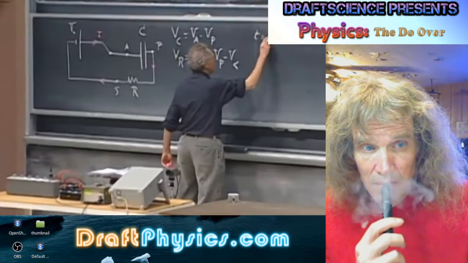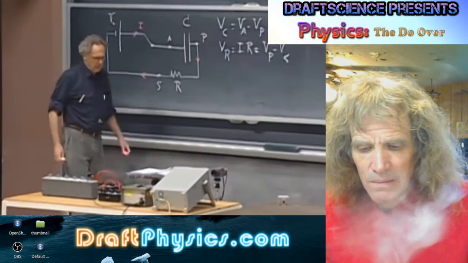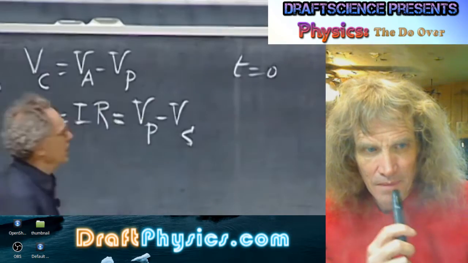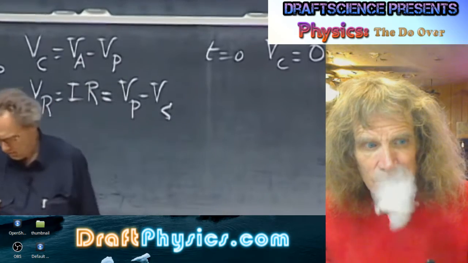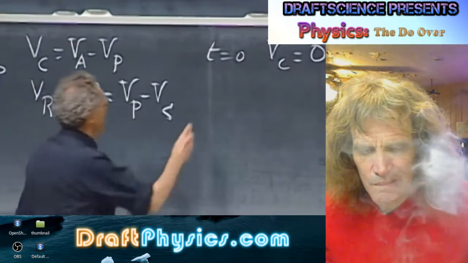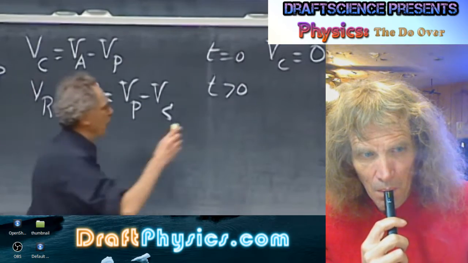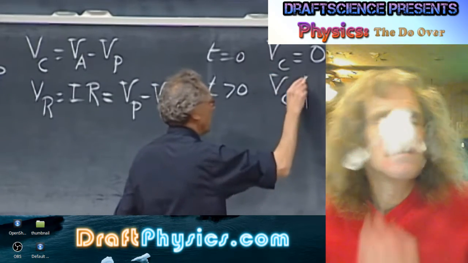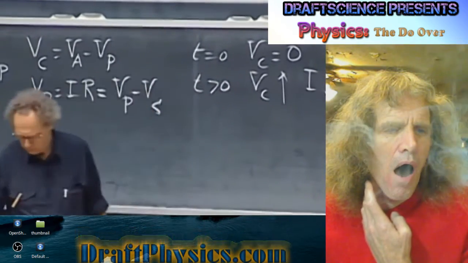It is clear that at t equals 0, the capacitor is not charged. There is no charge on the capacitor, and it will take time to charge the capacitor. So at t equals 0, you expect that the potential over the capacitor is 0. If you make t a little larger than 0, you're going to charge up this capacitor, and so the potential over the capacitor will go up, and therefore the current will go down.